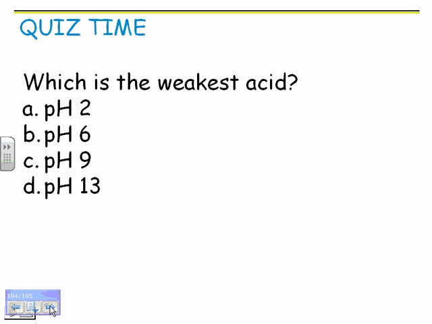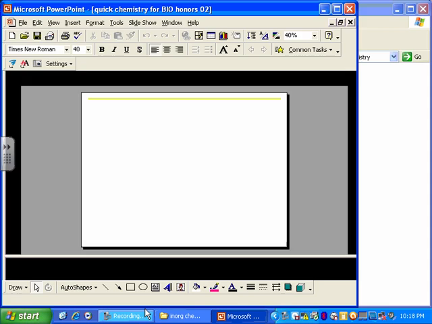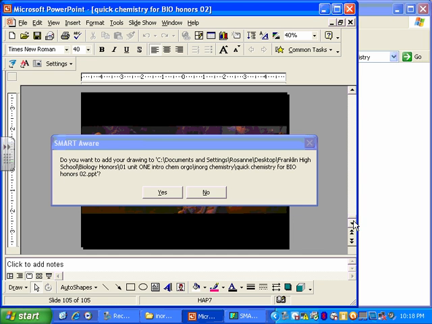The weakest acid is going to be close to 7, but under it, which would be 6. Didn't know we could do that. It's true. And that's the end of chemistry.